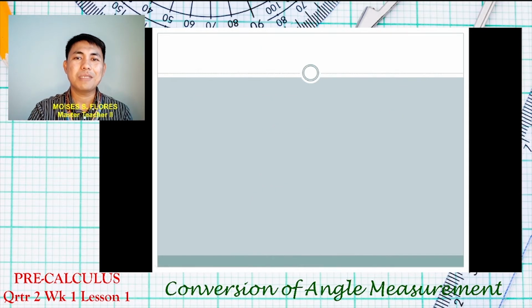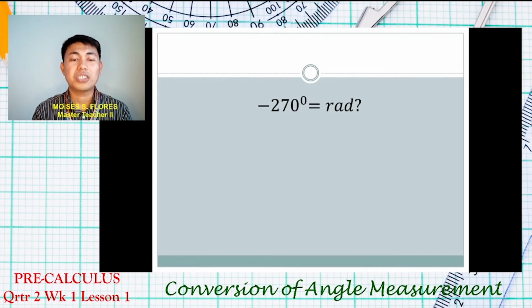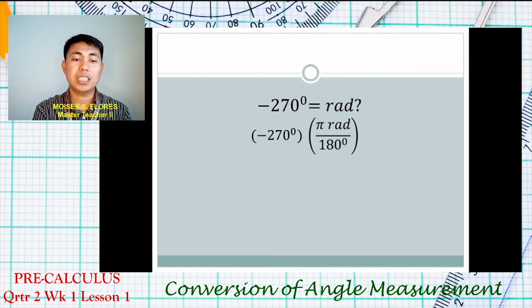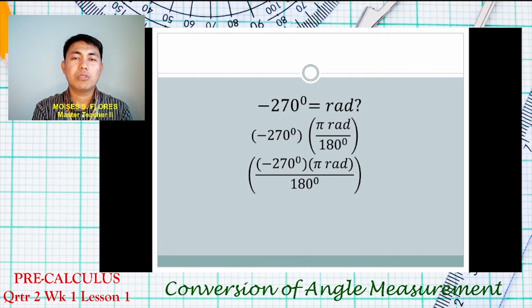Let's have another example. What is the value of negative 270 degrees in radian? Kindly solve it also, while we are explaining here. Negative 270, multiply it by pi radian over 180 degrees. After that, as we multiply, there is the common unit of measurement, which is your degree, so I'm going to cancel that one. There you have it.